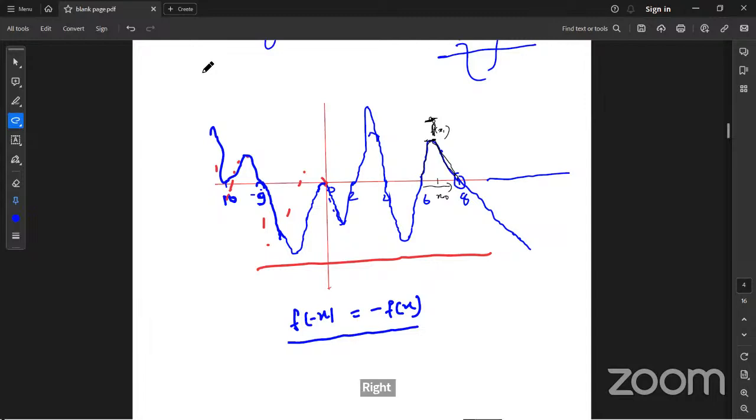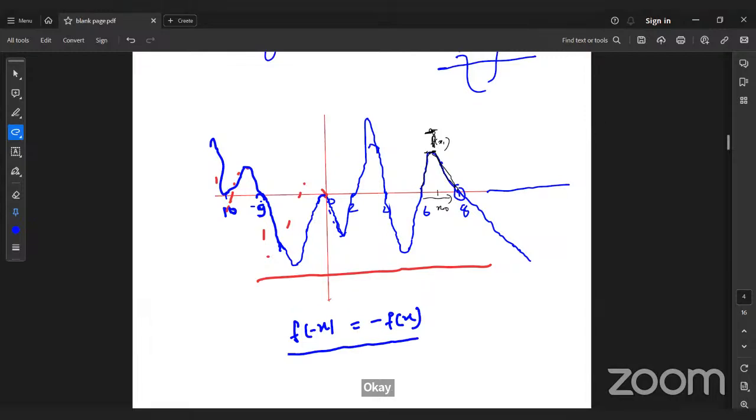By graph you can directly check, or you can just put any negative value, minus x. Just replace x by minus x. If it is symmetric, then it is an odd function. An odd function is increasing as well, or decreasing, either strictly decreasing or strictly increasing. It is one-one and onto in some form.